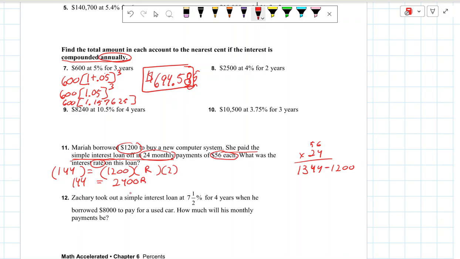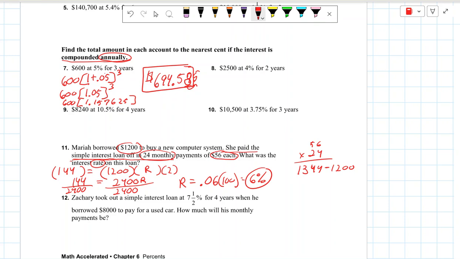And then if you want to get rid of the 2,400, you divide it by 2,400. And 144 divided by 2,400 on my screen is R is 0.06. Times it by 100 to make it into a percent. That's the interest rate that she got.